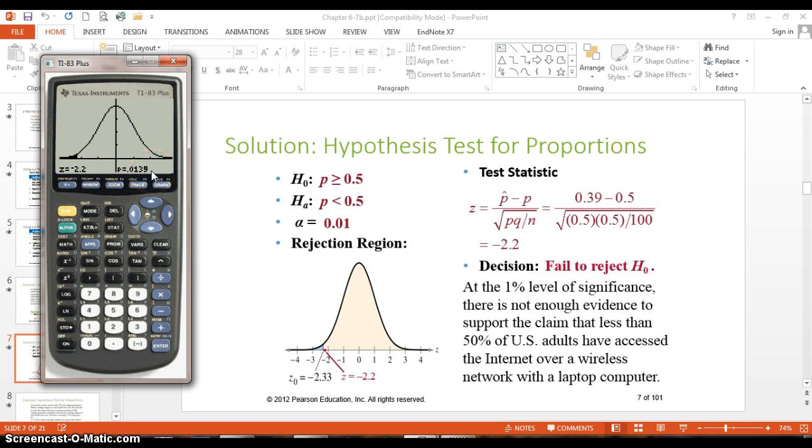So we can only reject the null hypothesis if the p-value is less than alpha. Well, looking at it, it's very close. 0.0139 is pretty close, but it's not smaller than 0.01. So therefore, I don't have enough evidence to reject the H0. So in other words, I haven't proven that I have enough evidence to support my claim that less than 50% of adults have accessed the internet over a wireless network.